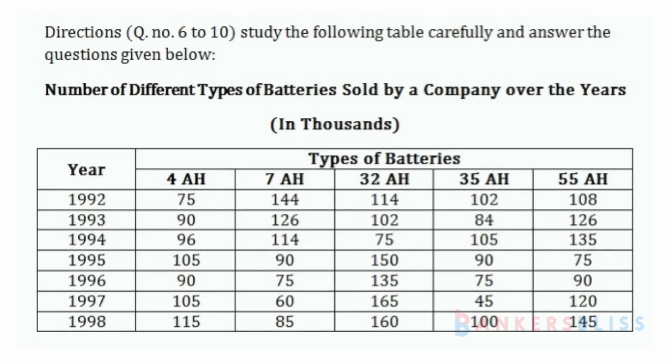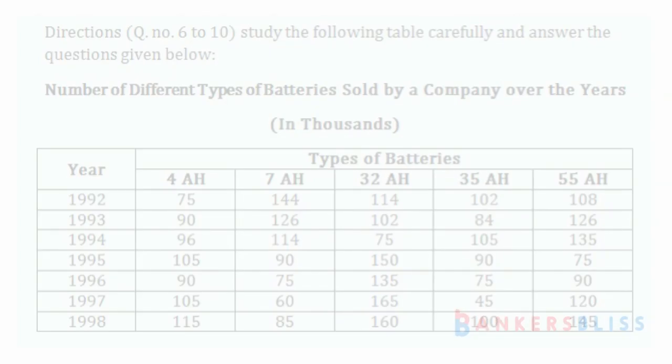Problem number 6 to 10. Study the following table carefully and answer the questions given below. So, the number of different types of batteries sold by a company over the years. The number of sales is in thousands. Types of batteries you have 4Ah, 7Ah, 32Ah, 35Ah and 55Ah, and the years 1992 to 1998.